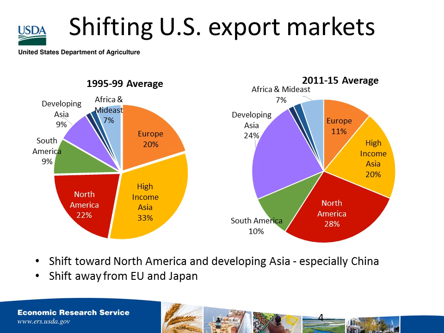This chart illustrates how the major destinations for U.S. agricultural exports have changed over the past 20 years. The pie on the left-hand side is the breakdown of U.S. agricultural exports by region on average between 1995 to 1999. The pie on the right-hand side is the same for the years 2011 to 2015. The most important thing to note is that U.S. agricultural exports have changed such that North America and developing Asia have become more important destinations for U.S. agricultural exports, while the European Union and Japan have been less important on average.